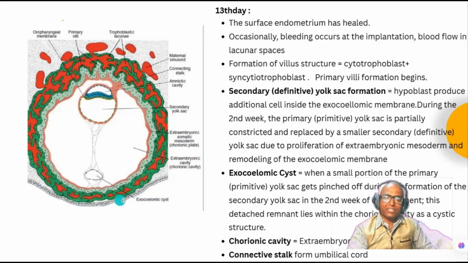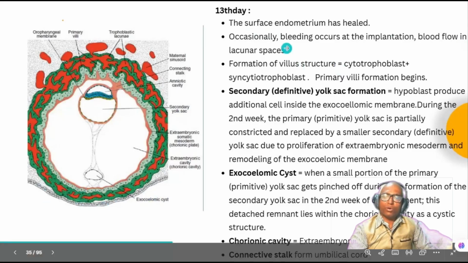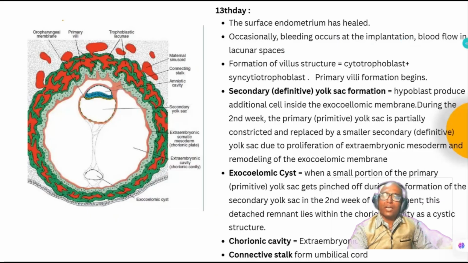Okay, see the surface is healed. The occasional bleeding occurs at the implantation, and the blood flows into the lacunar spaces. There is a formation of the villus structure. Now if you notice here, the villi are getting formed.